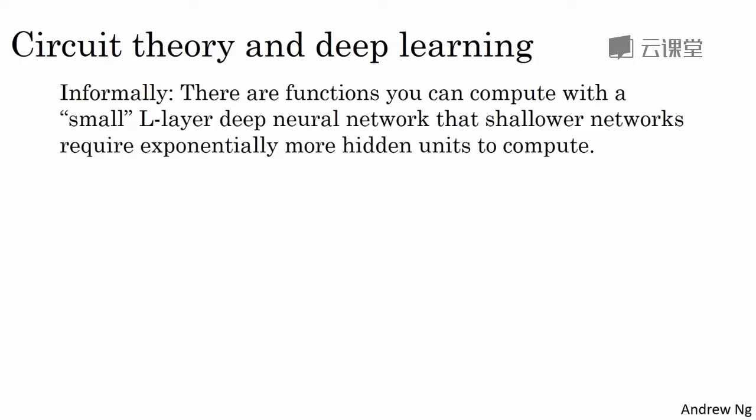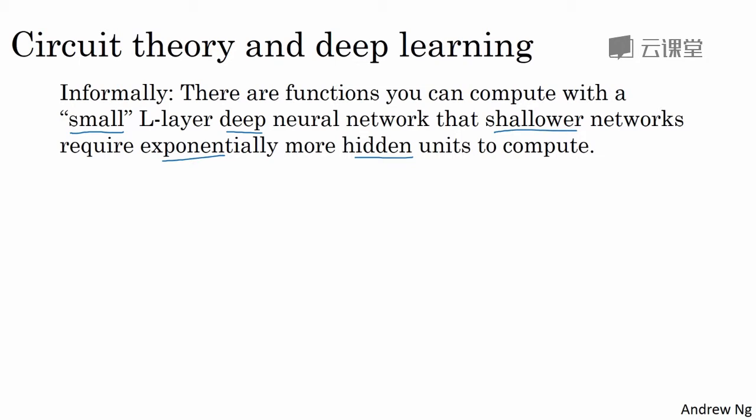The other piece of intuition about why deep networks seem to work well is the following. This result comes from circuit theory, which pertains to thinking about what types of functions you can compute with different AND gates and OR gates and NOT gates, basically logic gates. So informally, there are functions you compute with a relatively small but deep neural network. And by small, I mean the number of hidden units is relatively small. But if you try to compute the same function with a shallow network, so if you aren't allowed enough hidden layers, then you might require exponentially more hidden units to compute.